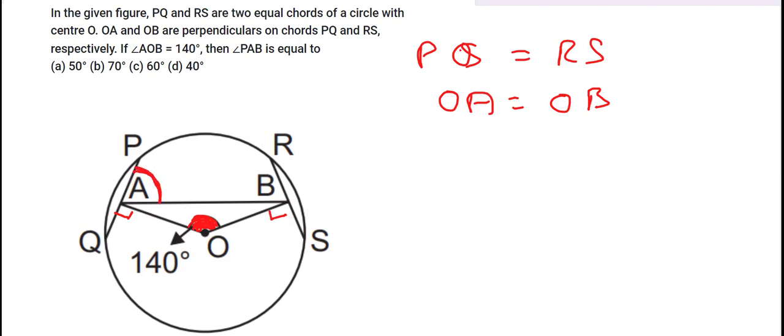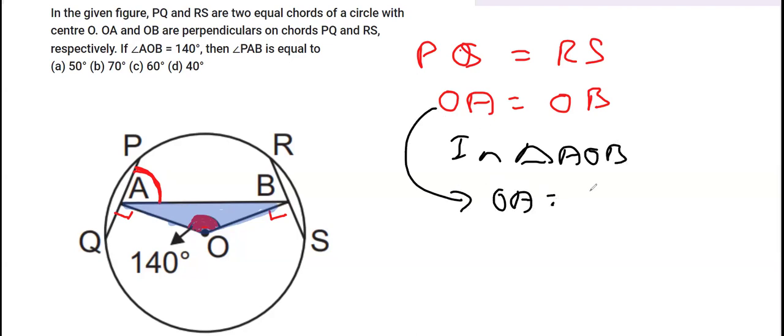Now, first, we need to consider this triangle. The triangle I'm talking about here is this one. Look into this triangle. In this triangle, we can do a proper working here. So this is in triangle AOB. We have OA equal to OB, as you can see.